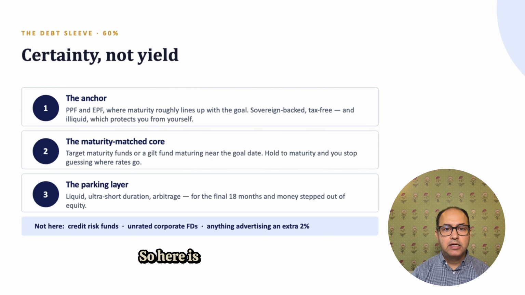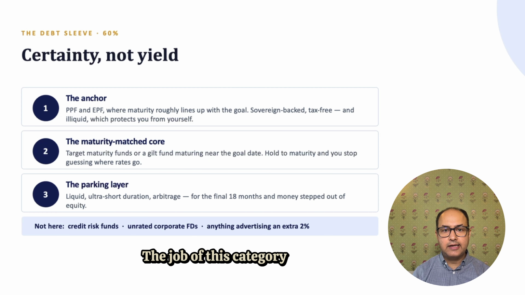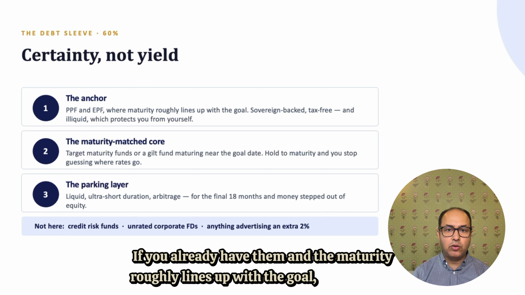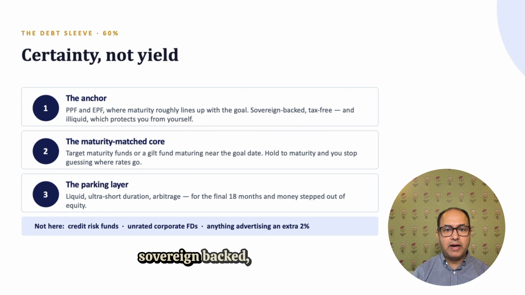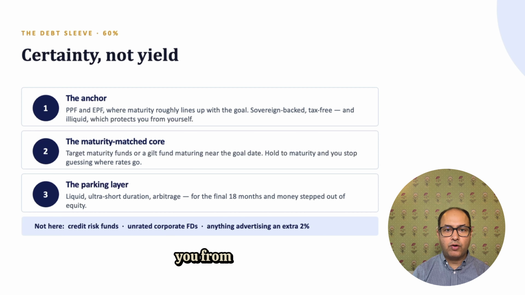So here is what the debt category will look like. The job of this category is certainty, not return. So it splits 3 ways. First, the anchor, which is PPF and EPF. If you already have them and the maturity roughly lines up with the goal, these are all sovereign-backed, tax-free, and crucially, they are illiquid, which in a way protects you from dipping into these allocations.